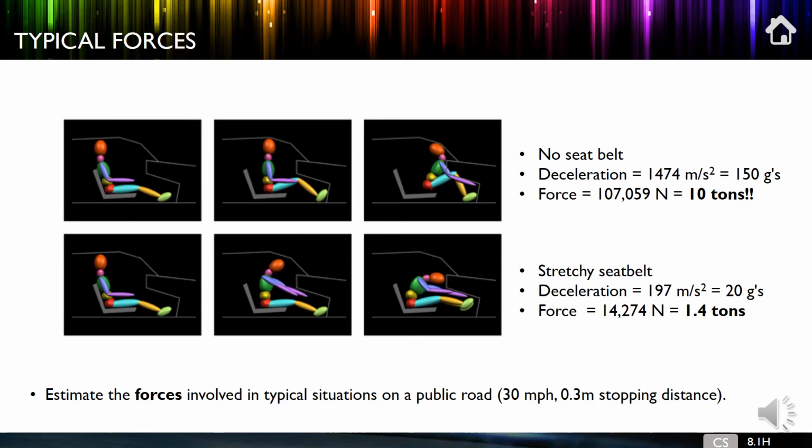Now a similar thing applies with seat belts. On the top one there is no seat belt, so the deceleration is over a very small distance. It's the dashboard and the glass that does the decelerating, and we can see the calculations here. 150 g's, so 150 times the acceleration due to gravity, or 10 tons, a huge force to experience. Now a stretchy seatbelt, still uncomfortable no doubt, but it's over a much longer distance and a significantly longer time, and therefore it spreads out this force and is therefore much safer.